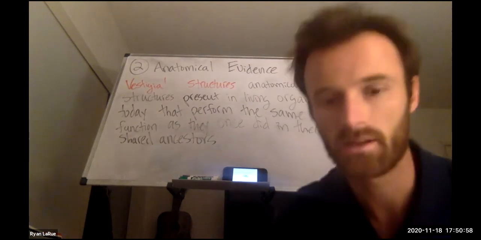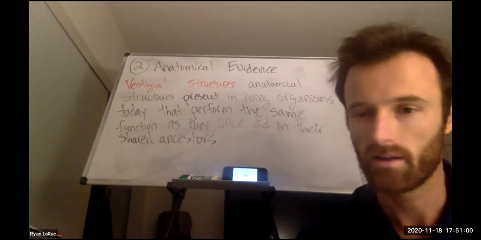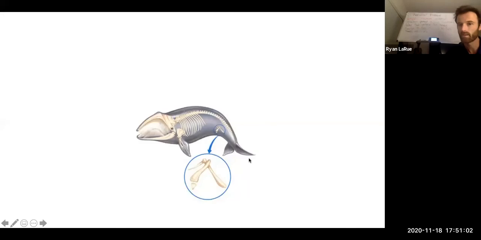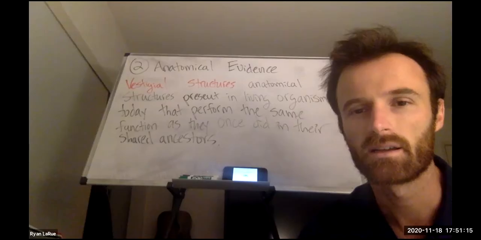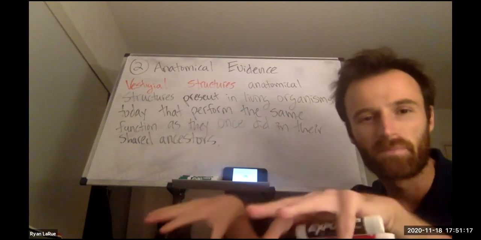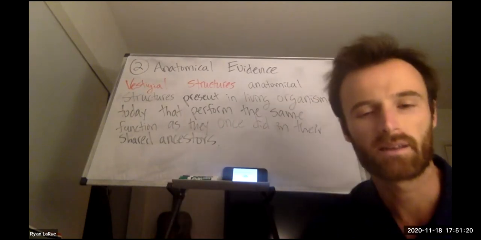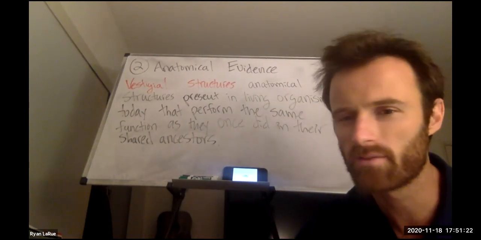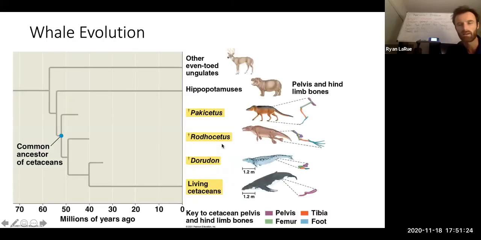One of my favorites though is actually the whale here. So whales have a pelvic bone. They have this pelvic bone, but whales don't need a pelvic bone because they don't have limbs. Pelvic bones are to articulate hind limbs. And what's amazing, and I think I have a slide on it. Usually if I have time, I talk a little bit about it, yeah, I do.